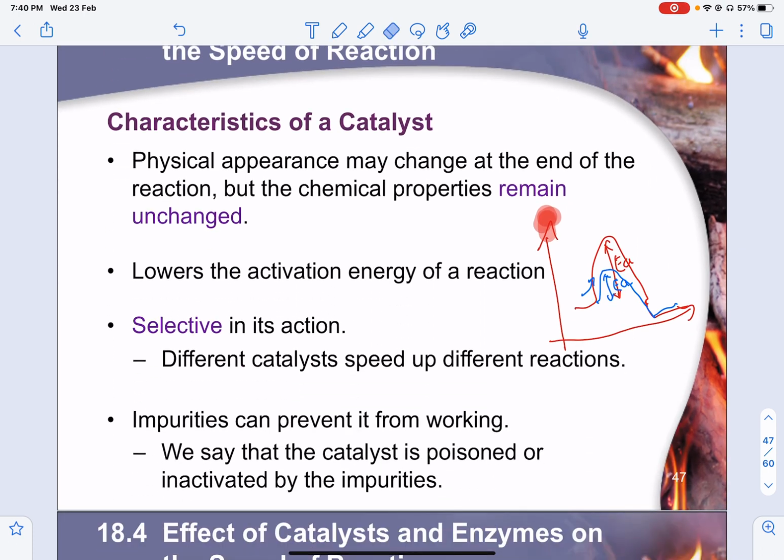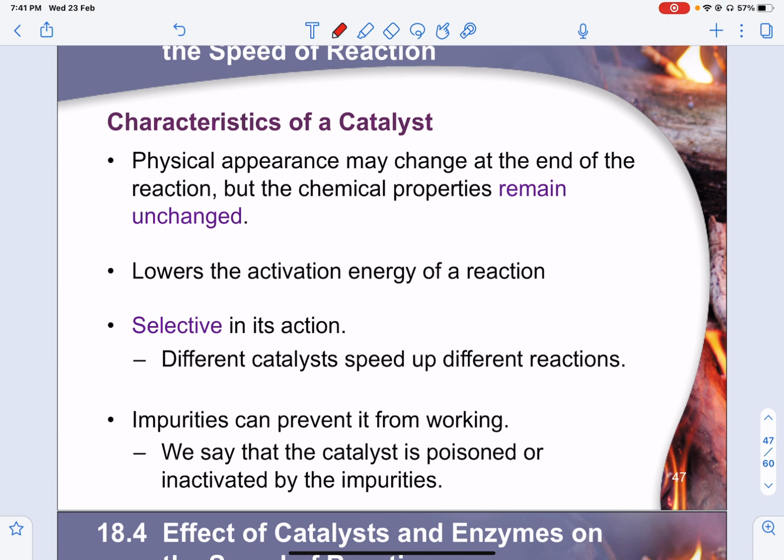So when it comes to the physical appearance, yes, it may change. That means basically if the catalyst is of a yellow color, the final product of your reaction may become yellow in color. Then you just have to extract out the catalyst to get the purity.